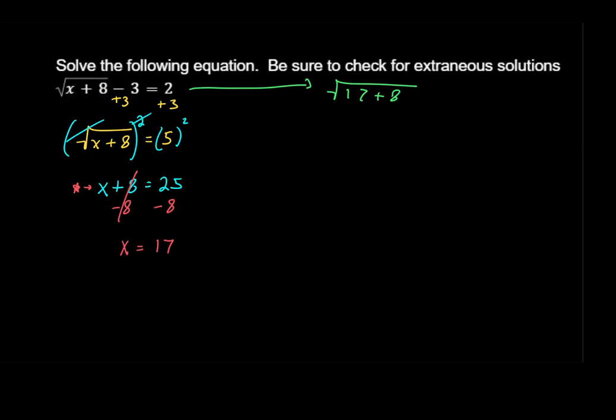17 plus 8 minus 3, is that 2? 17 plus 8 is 25. That's underneath the square root. The square root of 25 is 5. So 5 minus 3 is indeed 2. So it does check out. So 17 is indeed the answer.